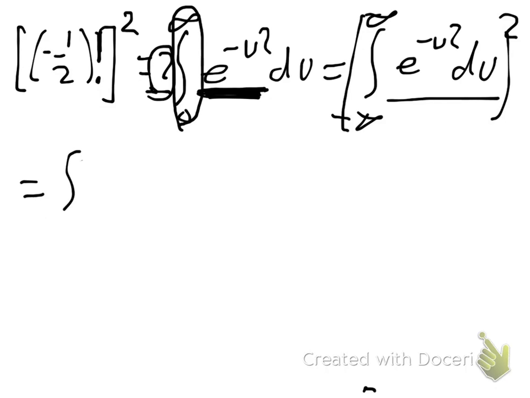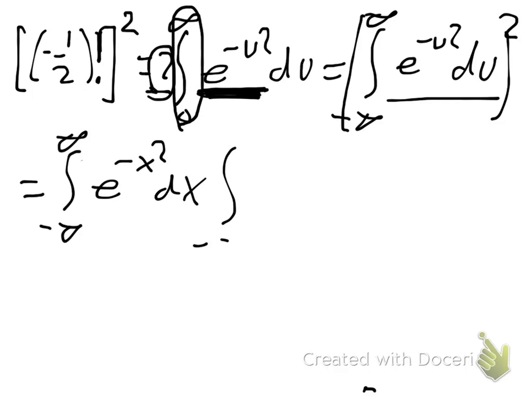So this is the same as the integral from negative infinity to infinity. Let's use x for the first one. But now, remember, squaring means times itself. But now we're going to use y instead.